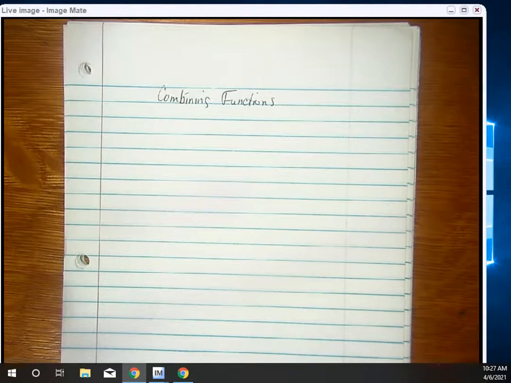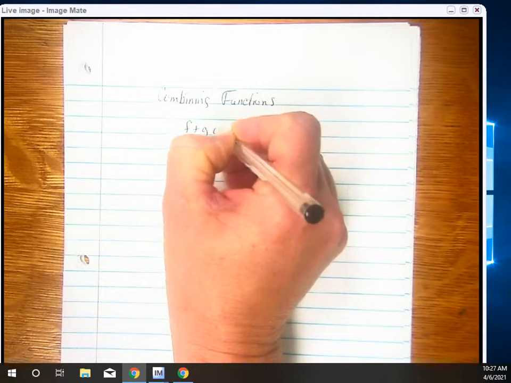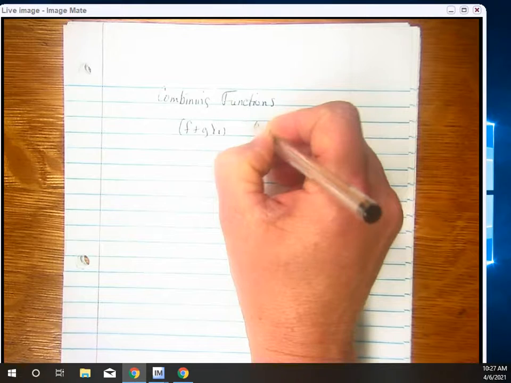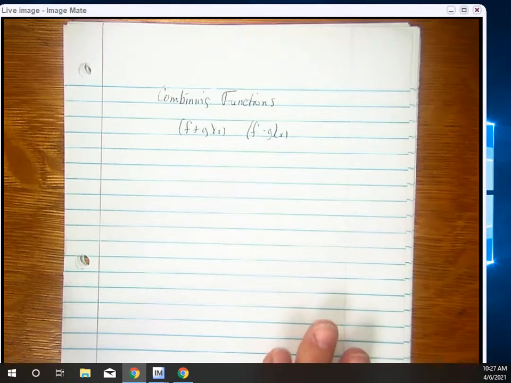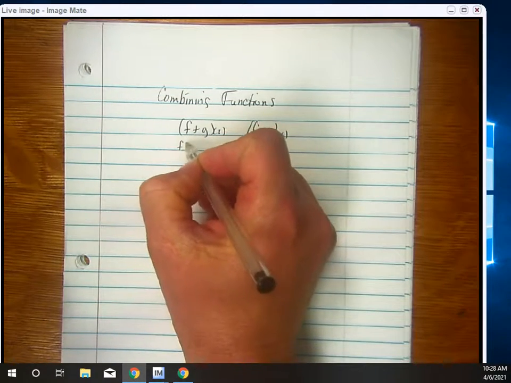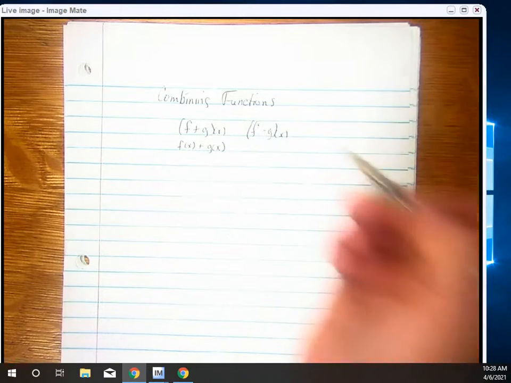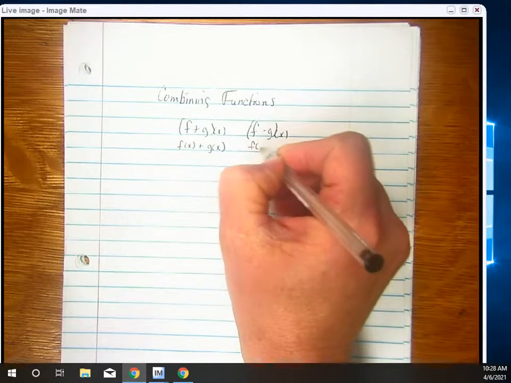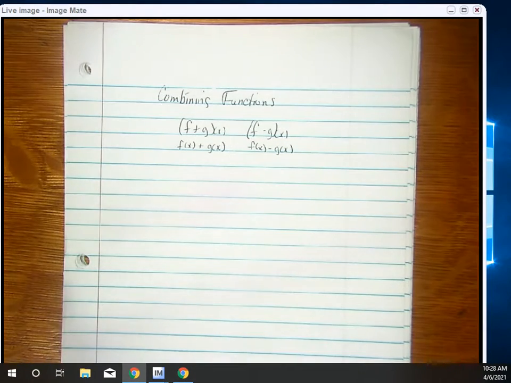All right, there are some things that you need to know. Combining typically means adding or subtracting functions. And there's two ways that you can write these and mean the same thing. F of x plus g of x, or f plus g of x. F of x minus g of x, or f minus g of x.